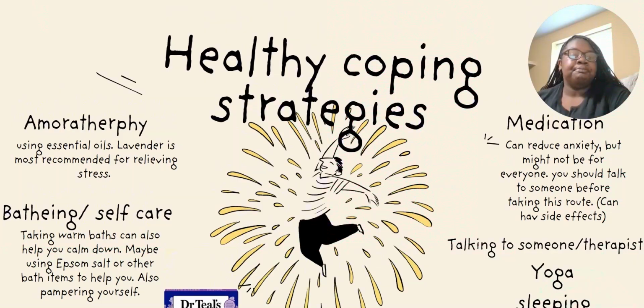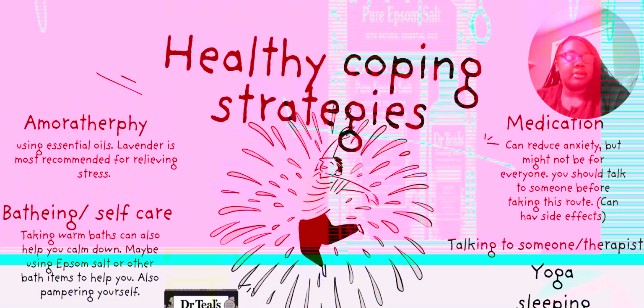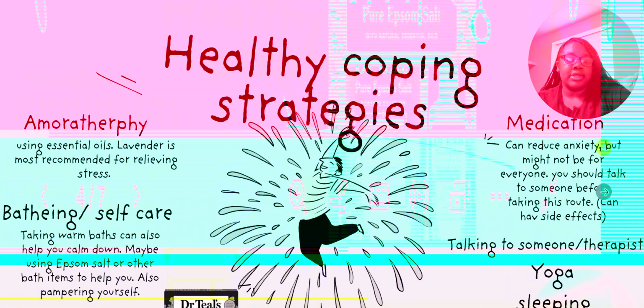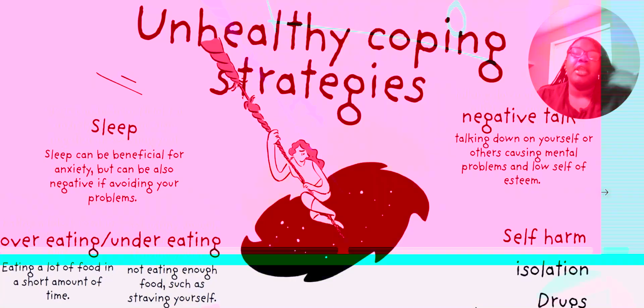The next is medication. Medication can reduce anxiety as well, but it might not be for everyone. You should talk to someone before deciding that you just want to jump right into medication, because there are different ways that you can reduce your anxiety without using medication. But if your anxiety is very, very overwhelming, then medication might be for you. You can talk to someone, you can see a therapist, you can do yoga, and you can sleep, take naps, and yeah.